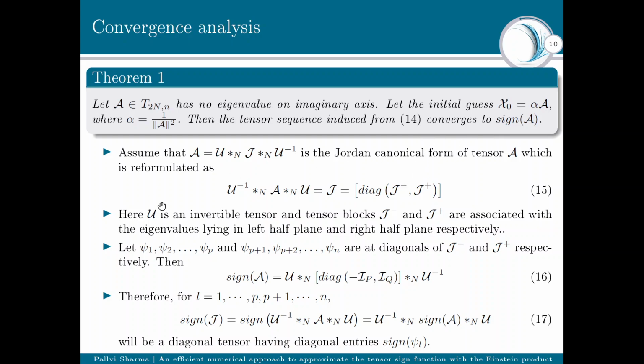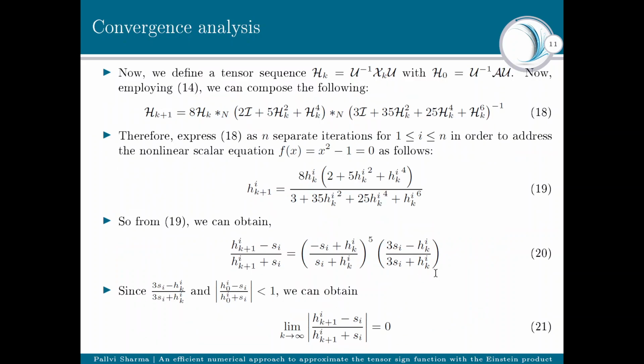In order to prove this theorem, we have considered the Jordan canonical form of the tensor A and then split the Jordan form into two parts, J minus and J plus. Then we consider the eigenvalues lying in the left half plane and the eigenvalues lying in the right half plane corresponding to these Jordan blocks, and we apply sign of A by the definition. Then we apply this definition to compute the sign of this Jordan block J. And then we define a new sequence H_k equal to U inverse X_k U, where the initial guess is defined as H_0 equal to U inverse A U.